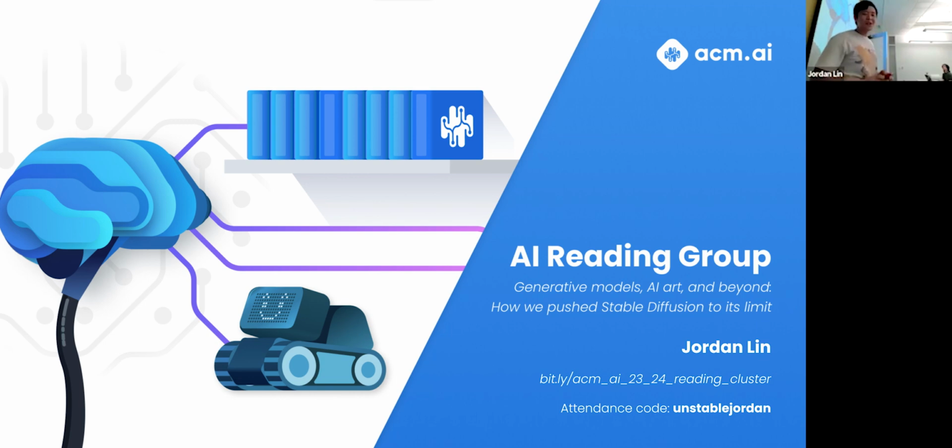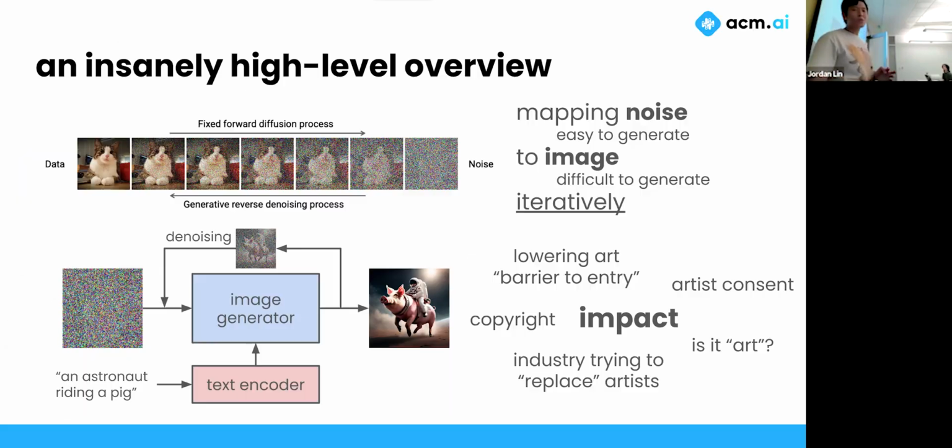So before we get started, I actually want to give you a super quick overview of what diffusion models are and how we actually mostly do text to image generation nowadays. So what these diffusion models are essentially doing is mapping noise, or some easily generatable distribution, to an image, something that is really difficult to generate, right? And it does so iteratively.